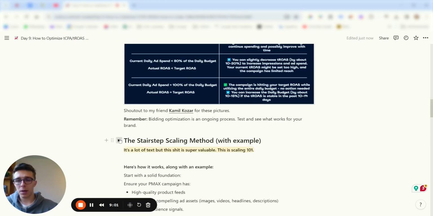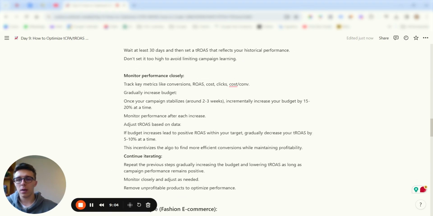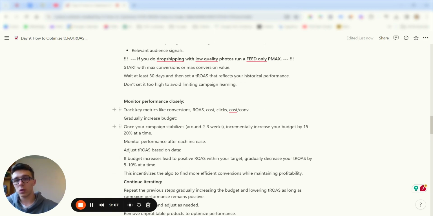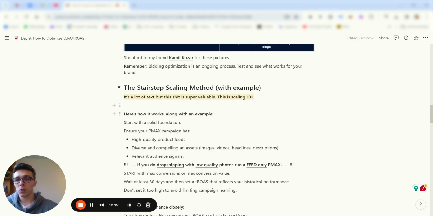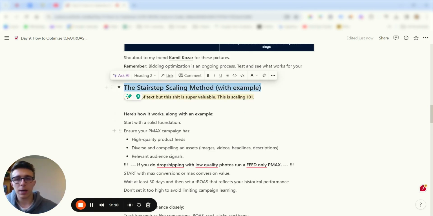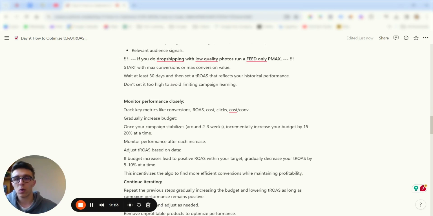The stair-step method is fairly long, and what I want you to do is download this so you can go at your own flow and read and understand how to actually scale, because this is just going to be me reading through, and I hope that you will understand it better just by reading it and understanding it at your own pace.